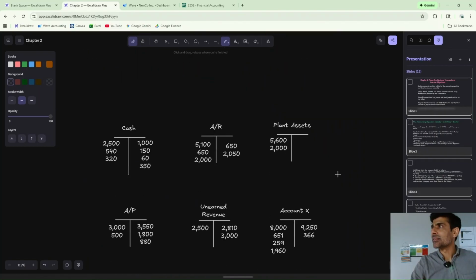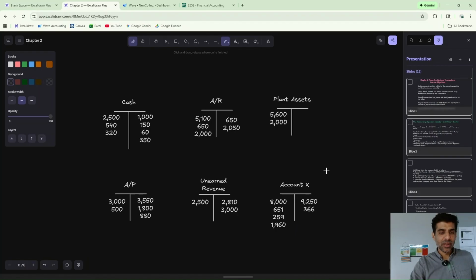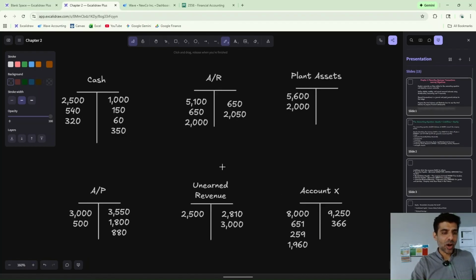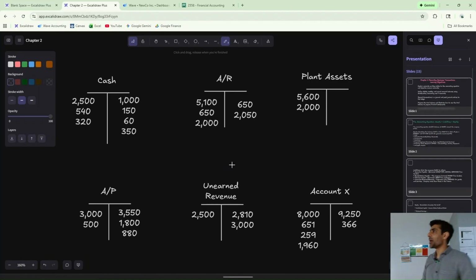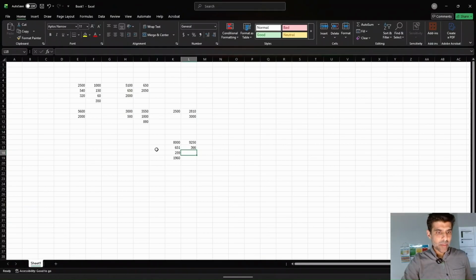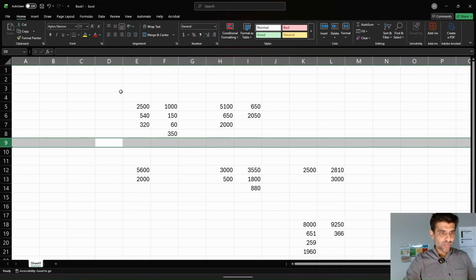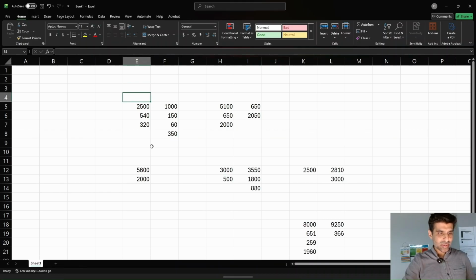Let's do a little practice. Okay, so I have a bunch of T accounts here. Your job is to figure out what the balances are. It could be a debit balance, it could be a credit balance. So take a second, get your calculator out, and try to figure out all the balances, and then we'll do it together. I basically have copied out all the numbers down here. Okay, so this first one, I think it was cash.